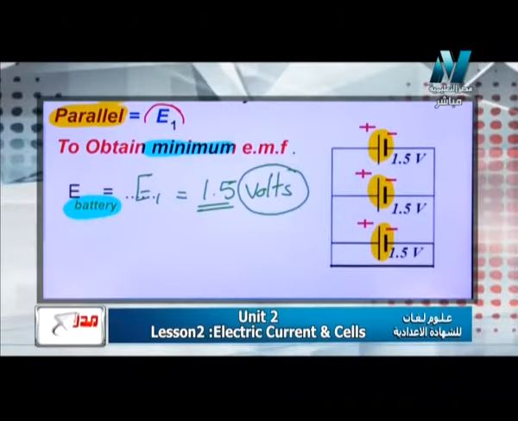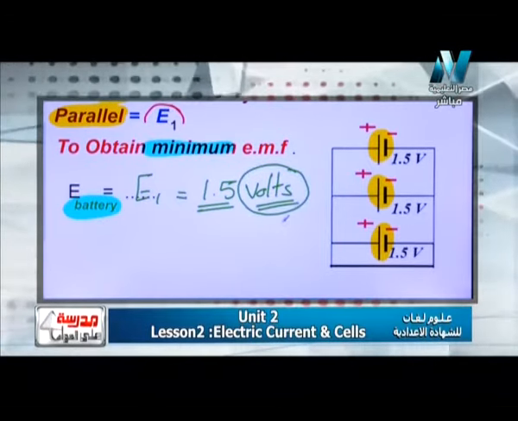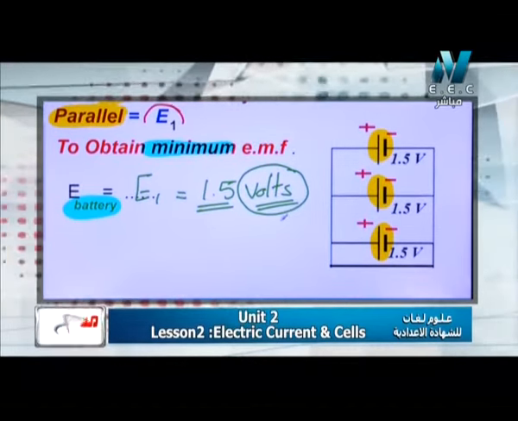Okay. So dear students, now we can differentiate between the series connection of the electric cells and the benefit of connecting the electric cells in series connection. At the same time, we have to know how we can connect the electric cells in parallel connection. We connect electric cells in series connection to obtain maximum electromotive force. Why? Give reason. Because the electromotive force equals E1 times the number of the electric cells.